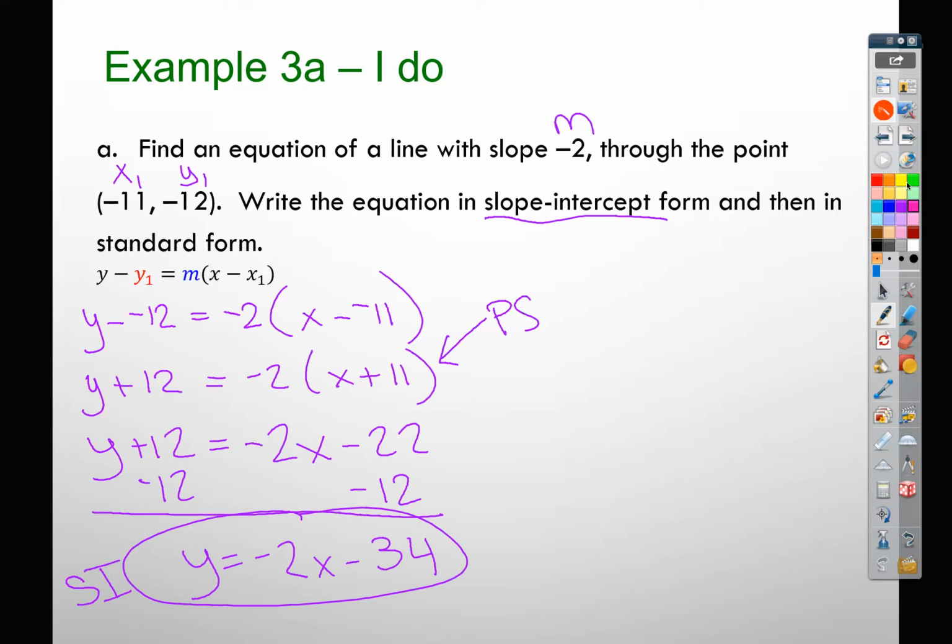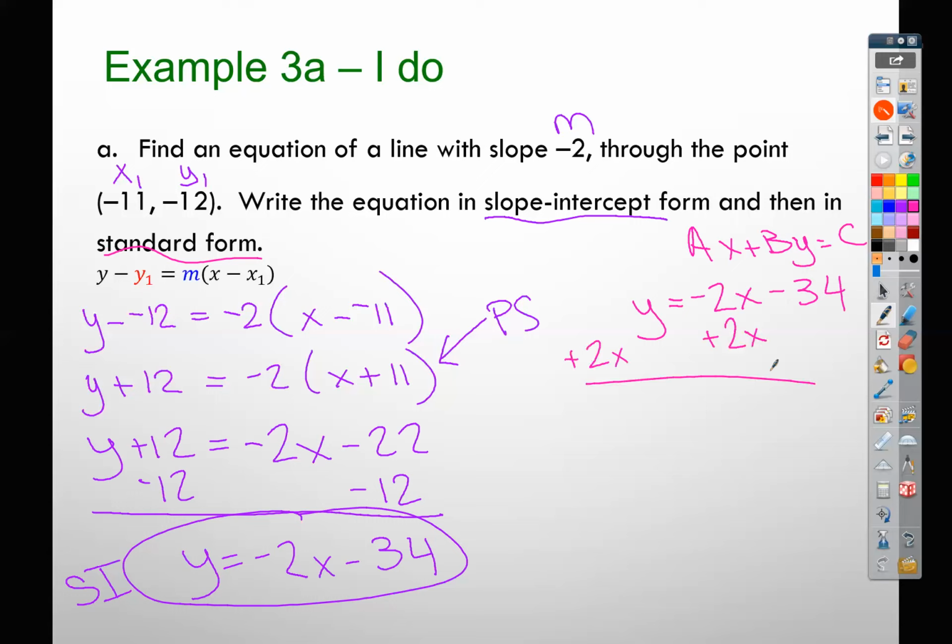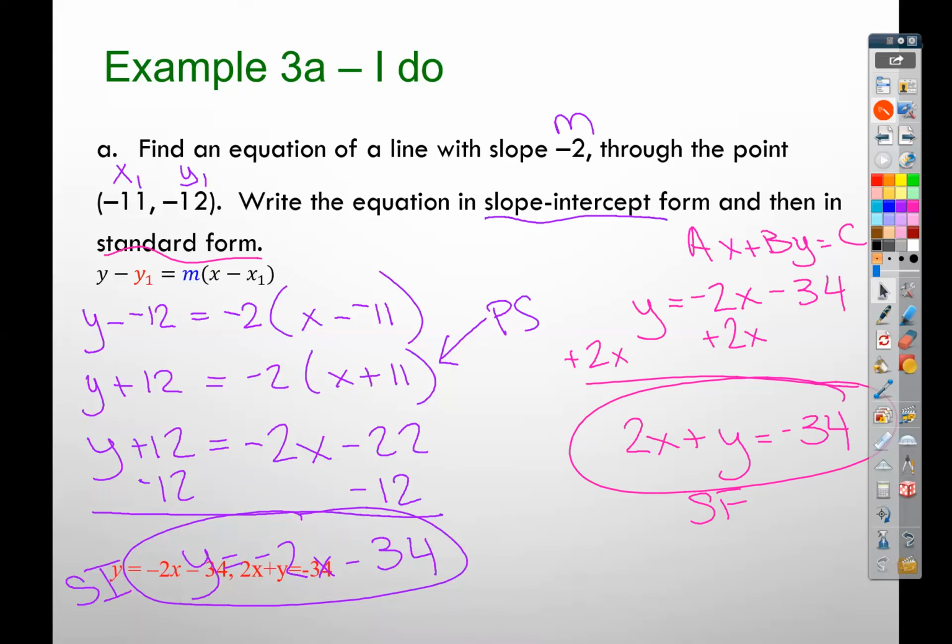Okay, now I'm going to change that. I want to put it in standard now. So I'm going to take my slope-intercept form and I want to change it to standard, which is ax plus by equals c. So I'm going to move the 2x to the other side, and I would get 2x plus y equals negative 34. And that is standard form. And I know that's kind of a lot, but that's what you got to do.